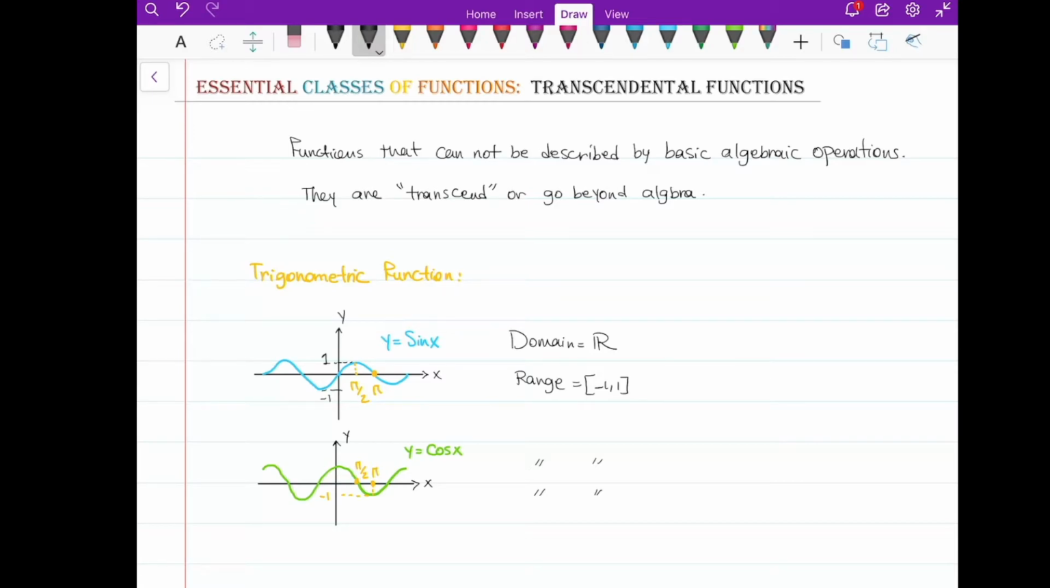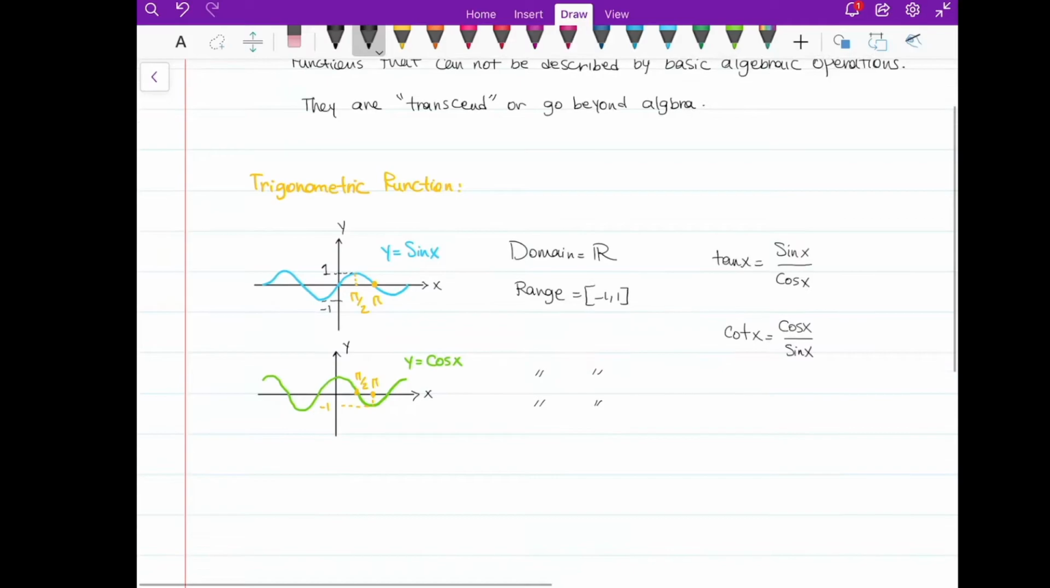Okay, I'm gonna talk about trigonometric functions in detail later in another video, but this is basically sine, cosine, tan, and cotan. And tan of x is a function that is sine of x over cosine of x, and then cotan of x is cosine of x over sine of x. And we're gonna discuss all about trigonometric functions later on.